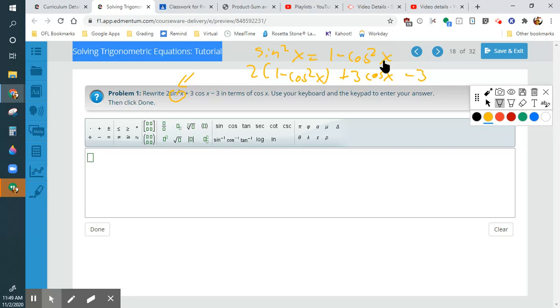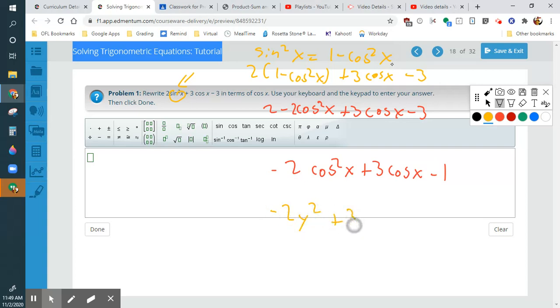I'm going to distribute this 2, and I get 2 minus 2 cosine squared x. I can simplify that 2 and this 3, so this becomes negative 2 cosine squared x plus 3 cosine x minus 1. So from here, I can use u substitution. I'll use y substitution because I feel like it. 2y squared plus 3y minus 1.